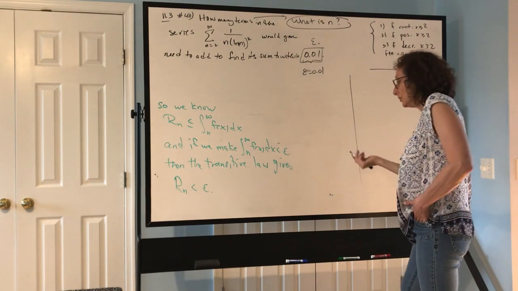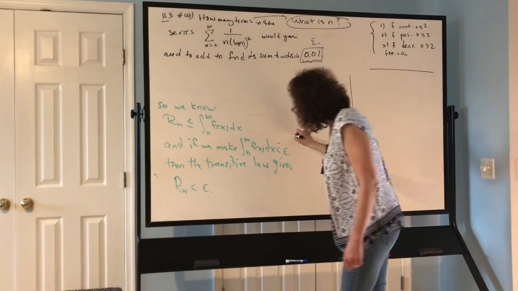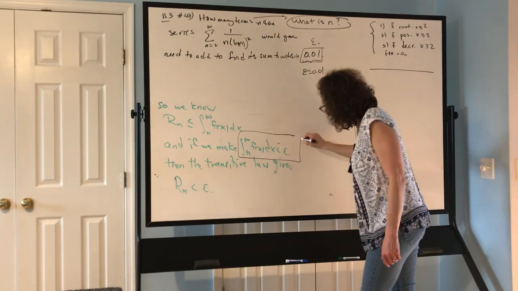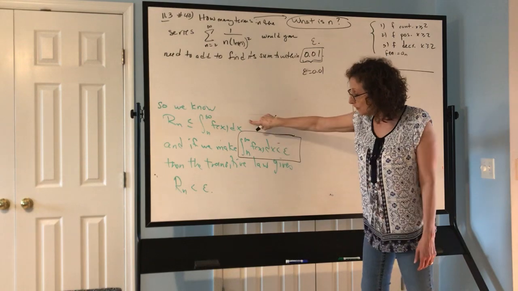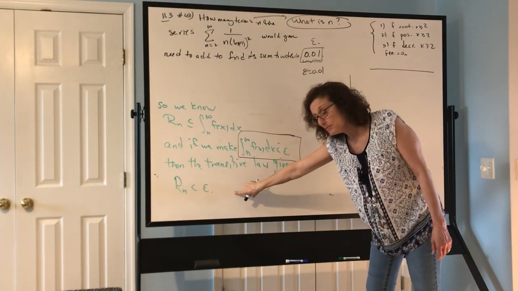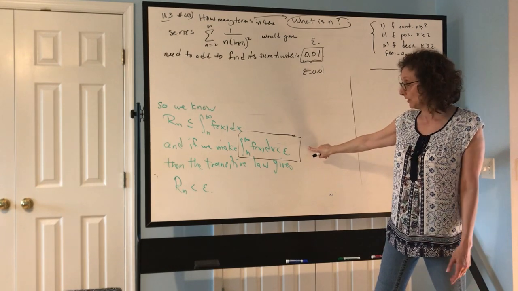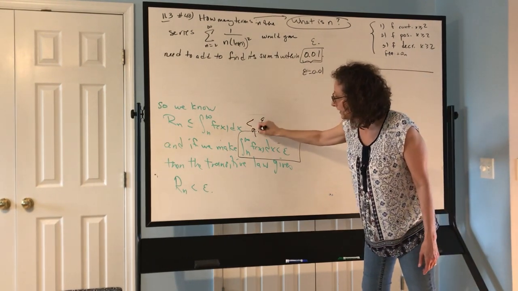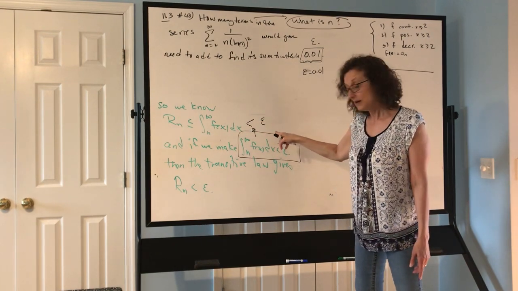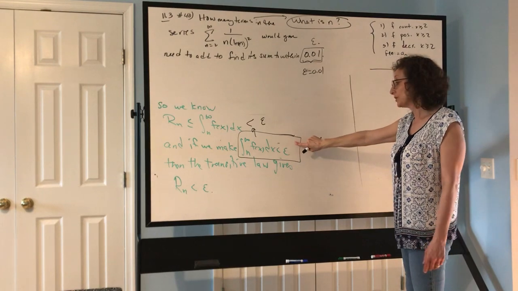So what do I do? I'm looking for this inequality here to hold. I know this one is true. I want this one to be true. This is the middleman I need to make happen. If I make this happen, then that happens, and I get that this is less than that. So it's the middleman that I have to force to be true.